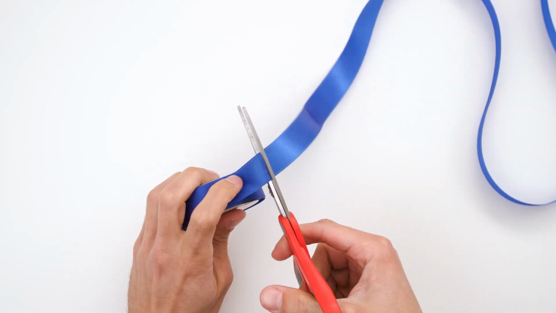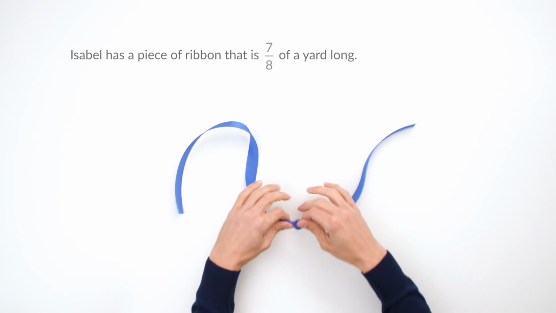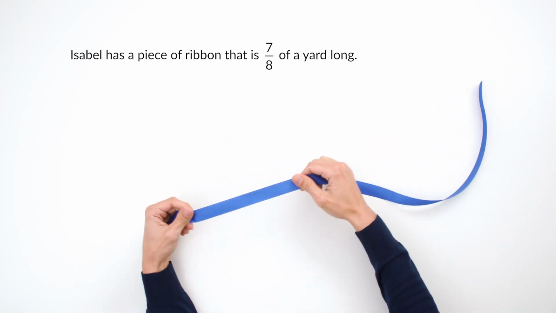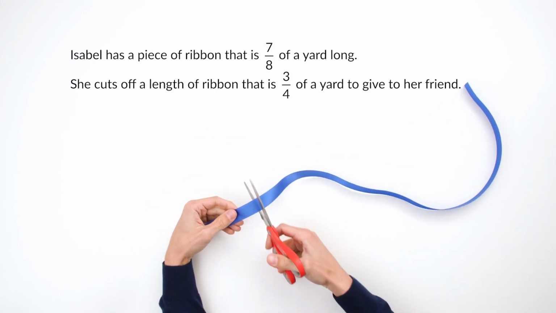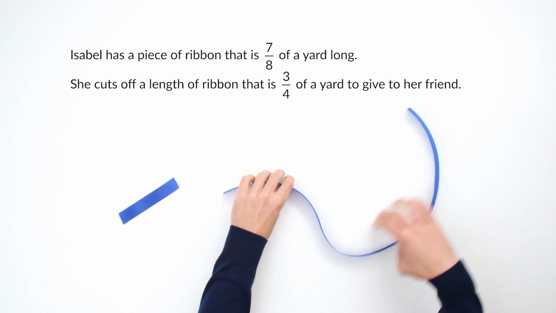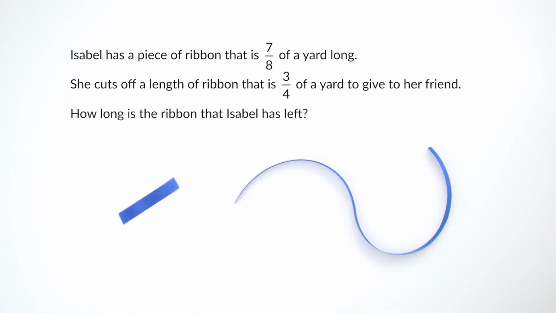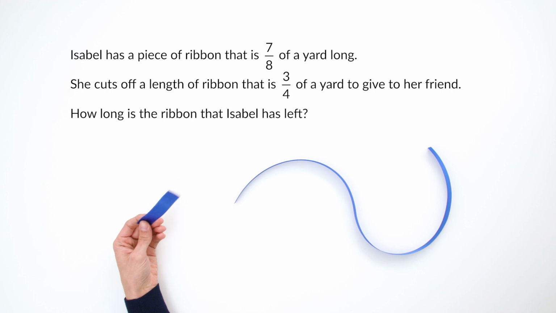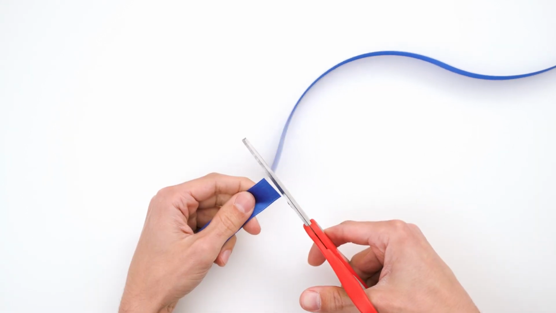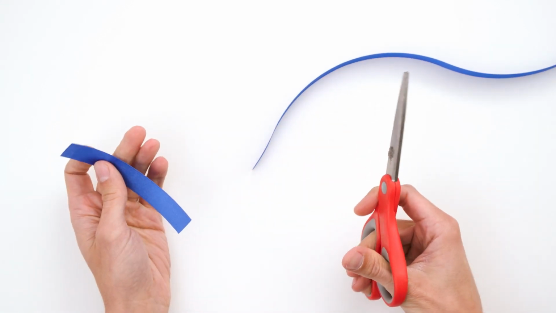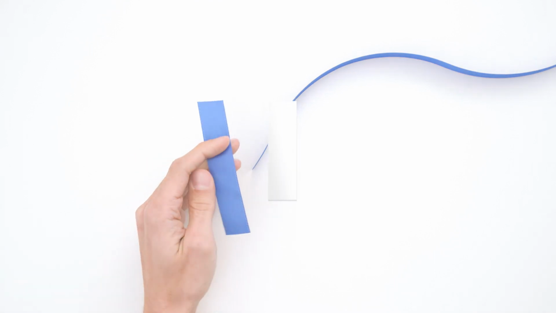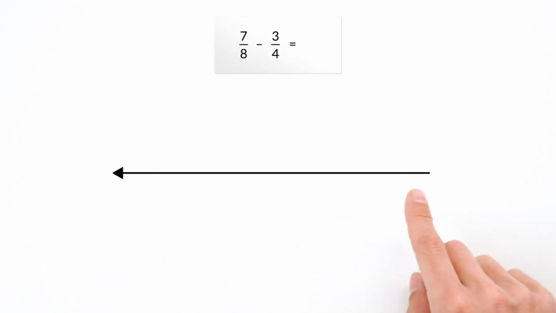Here's a word problem. Isabel has a piece of ribbon that is 7/8 of a yard long. She cuts off a length of ribbon that is 3/4 of a yard to give to her friend. How long is the ribbon that Isabel has left? In this situation, Isabel is cutting off a piece of ribbon, which leaves her with a shorter piece. We can write this problem as 7/8 minus 3/4. Now let's represent this problem on the number line.